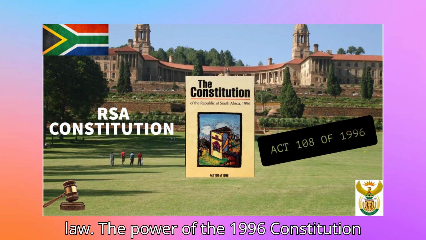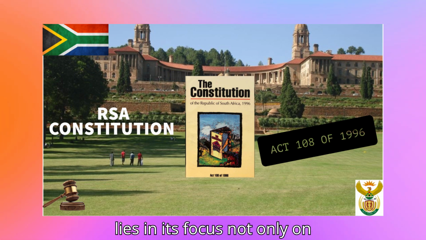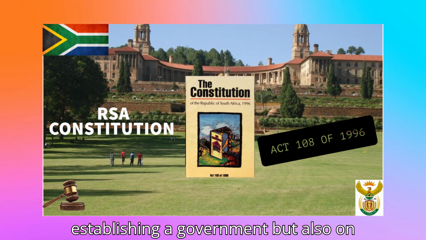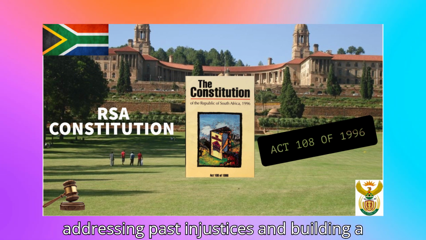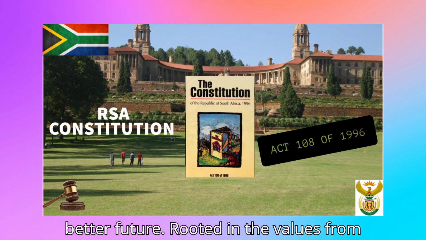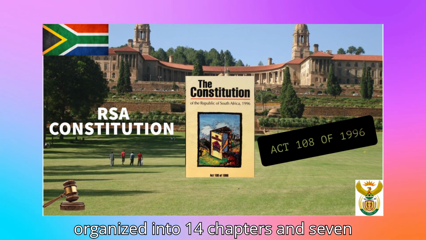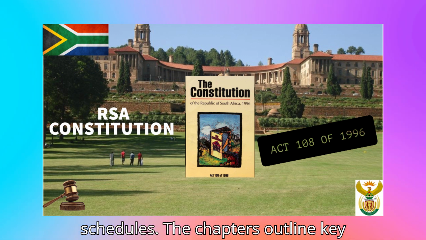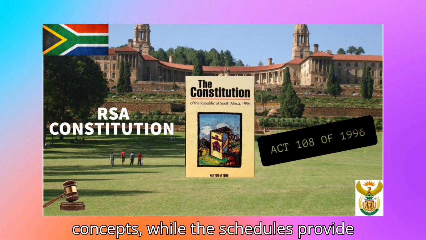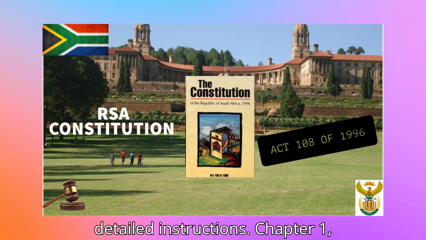The power of the 1996 Constitution lies in its focus not only on establishing a government, but also on addressing past injustices and building a better future. Rooted in the values from the preamble, the Constitution is organized into 14 chapters and 7 schedules. The chapters outline key concepts, while the schedules provide detailed instructions.